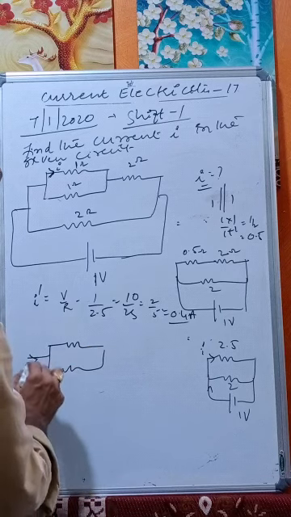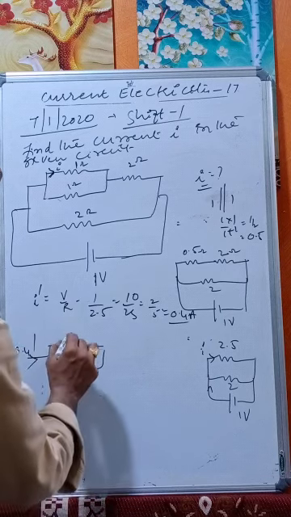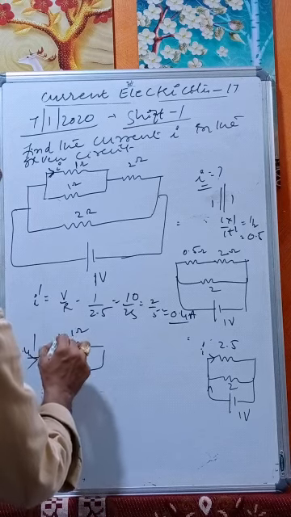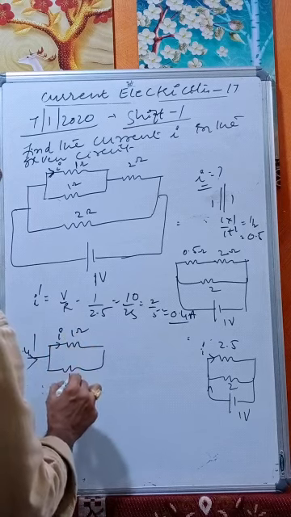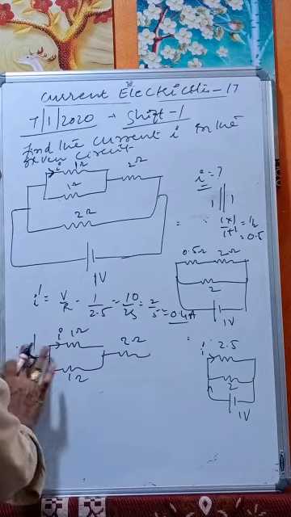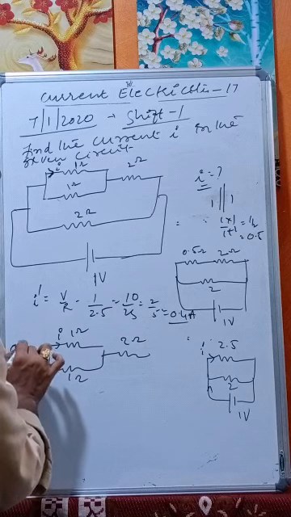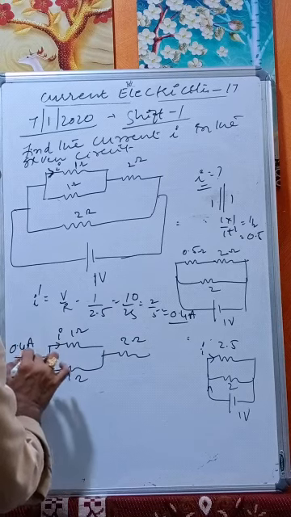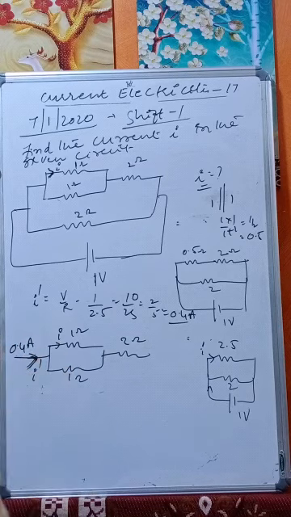This is 0.4 amps. This is 1 ohm. You are asking, this is I. This is 1 ohm and this is 2 ohms. This is 0.4 amps, this is 0.4 amps current is passing. Let us take it as I dash. I dash is equal to 0.4 amps.